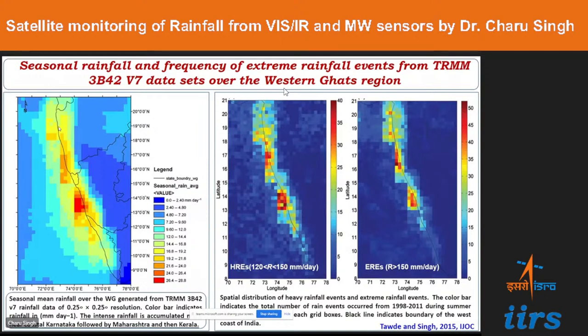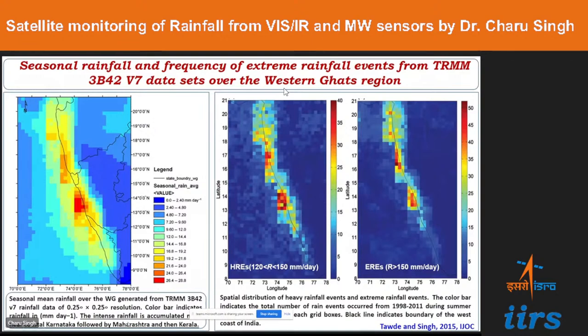So here is the seasonal rainfall and frequency of extreme rainfall events. Extreme rainfall events can also be estimated using the satellite data set. In this picture, the spatial pattern of the seasonal mean rainfall over the Western Ghats is shown. This is developed based on the TRMM data set at a resolution of 25 km by 25 km. The color bar indicates the rainfall in millimeters per day. In this picture, we can see that there are different states in the Western Ghats region: Maharashtra, Karnataka, Goa and Kerala.